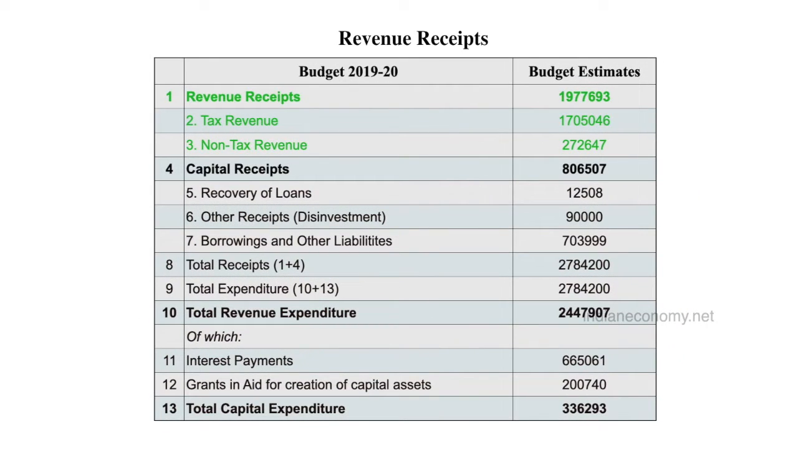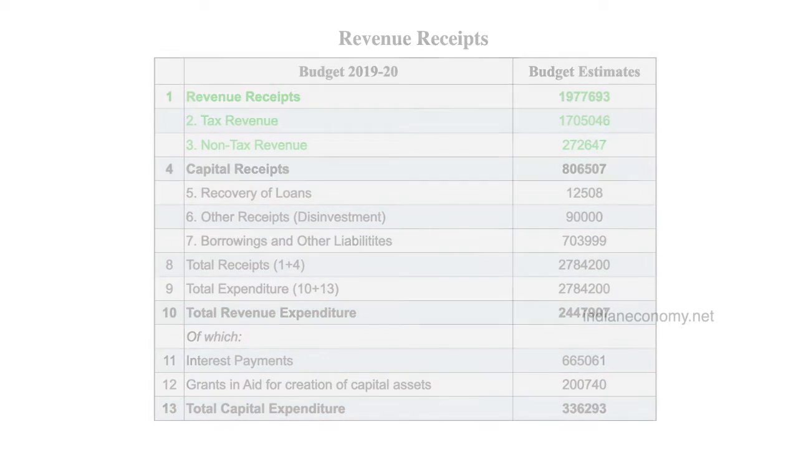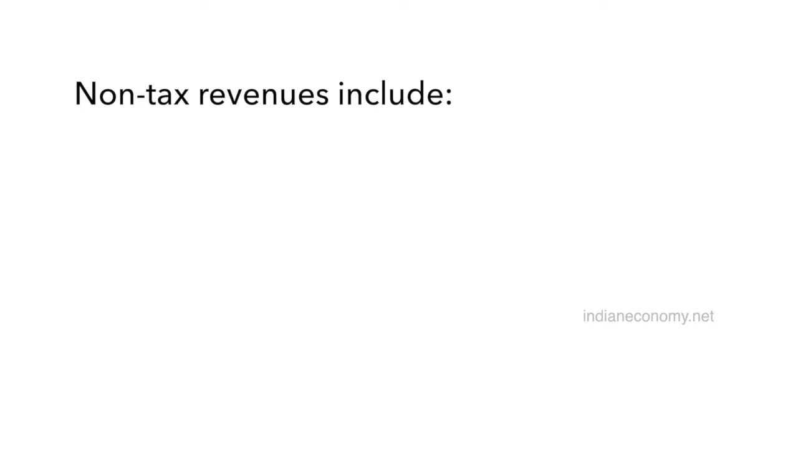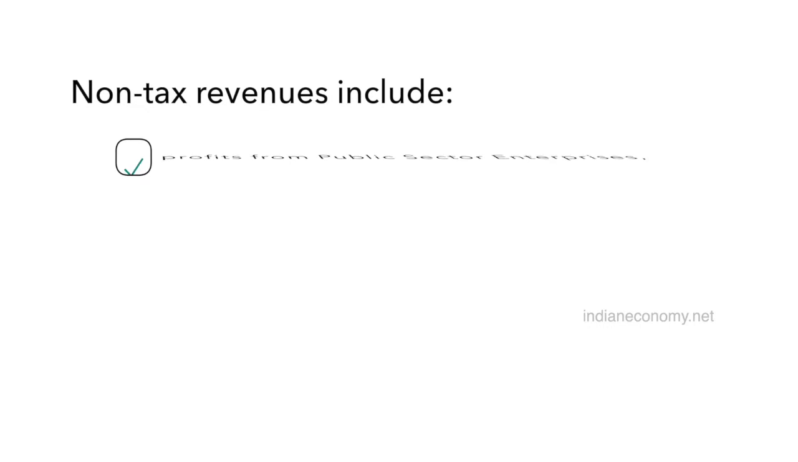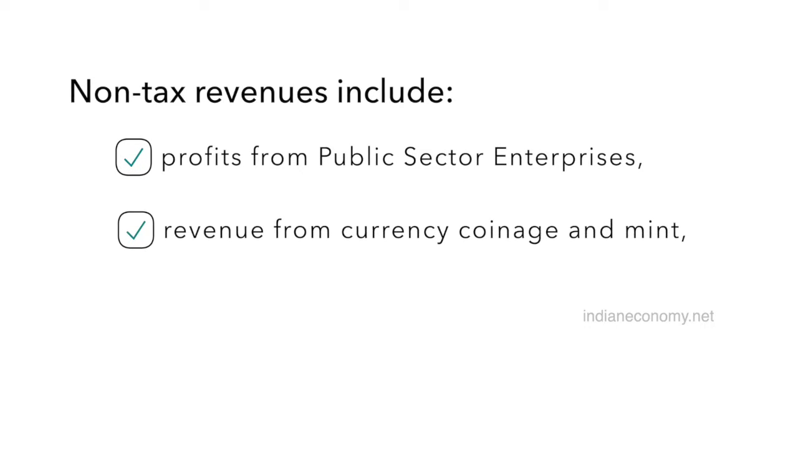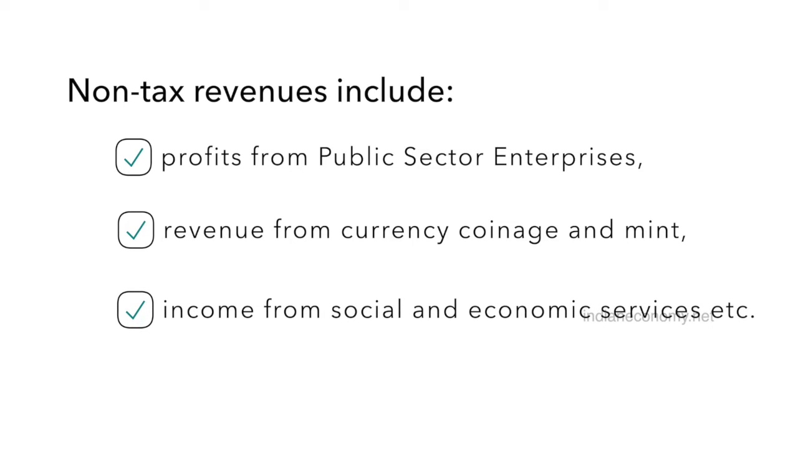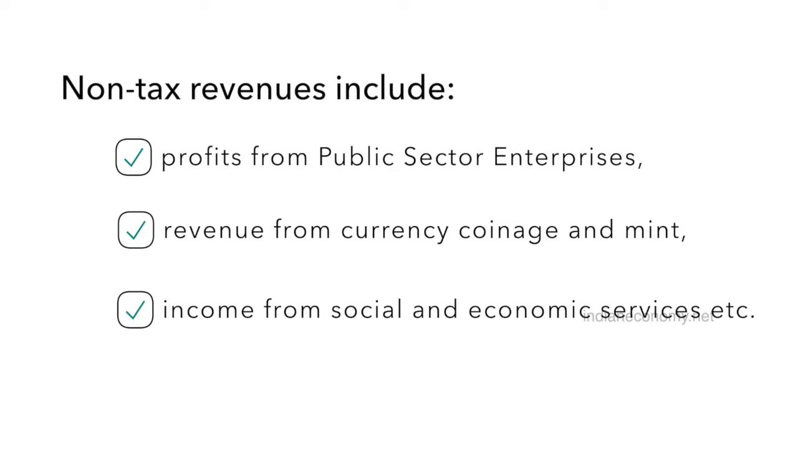Coming to the non-tax revenues, we can see that non-tax revenue for the year 2019-20 is estimated to be around 2,72,647 crores rupees, and that is less significant in the entire receipts of the central government as well as in the revenue receipts of the central government. And which are the most important non-tax revenues for the central government? The most important non-tax revenues are the profits from public sector enterprises, revenue from currency, coinage and mint, and income from social and economic services. So these 3 are the most important non-tax revenues for the central government. Remember, their contribution is not that significant.